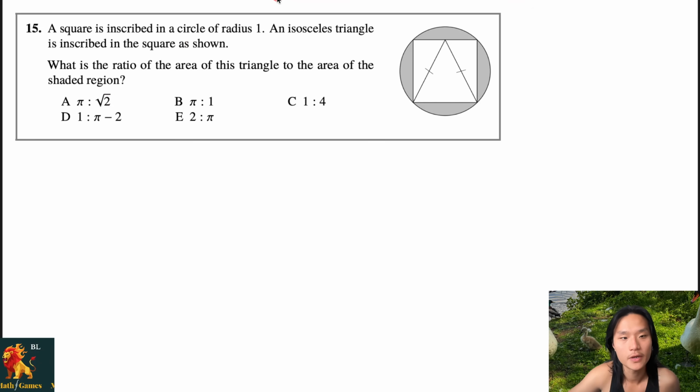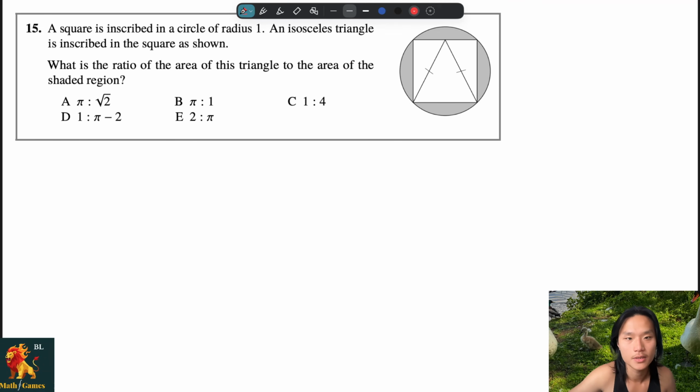So we first want to find the area of the triangle as well as the area of the shaded region. So let's label our diagram and let's label our center of the circle here. And we extend some lines like that, okay? We are given that the circle has radius 1. So this is length 1 and this is length 1. Okay, so because this is a square, we know that this angle here has to be 90 degrees, okay?